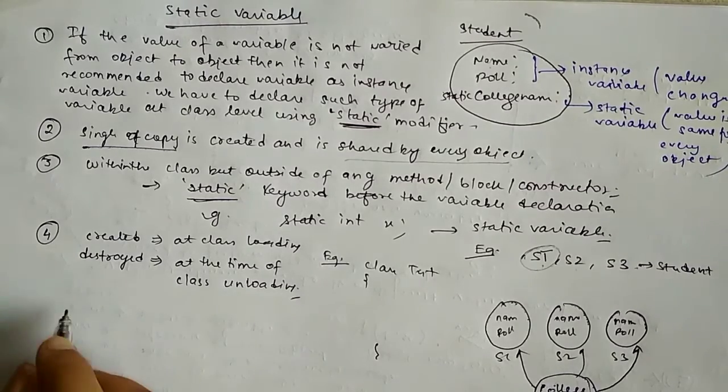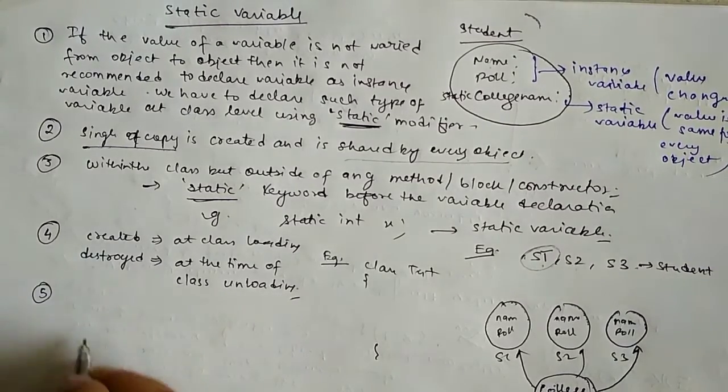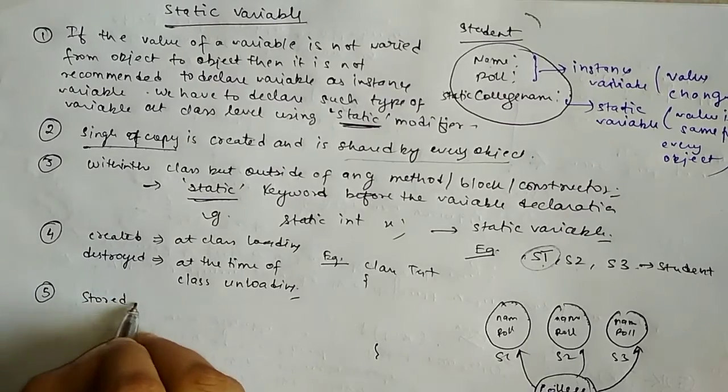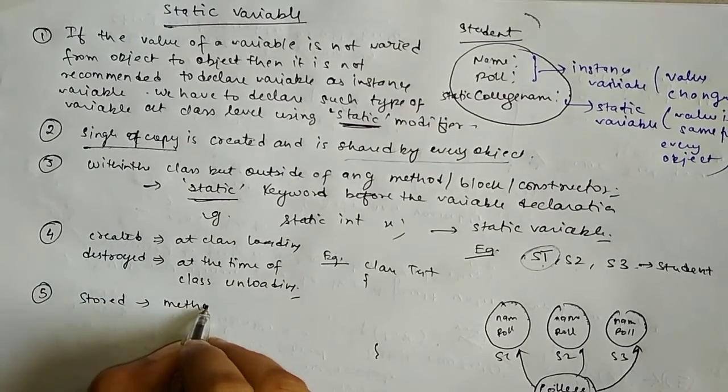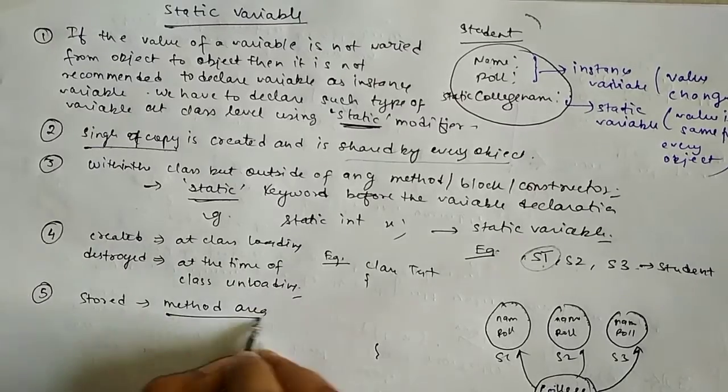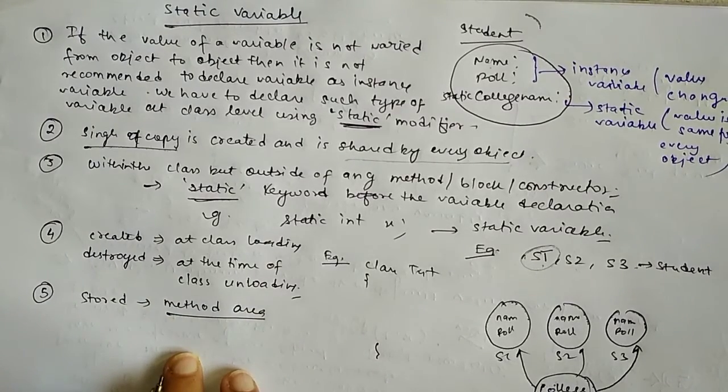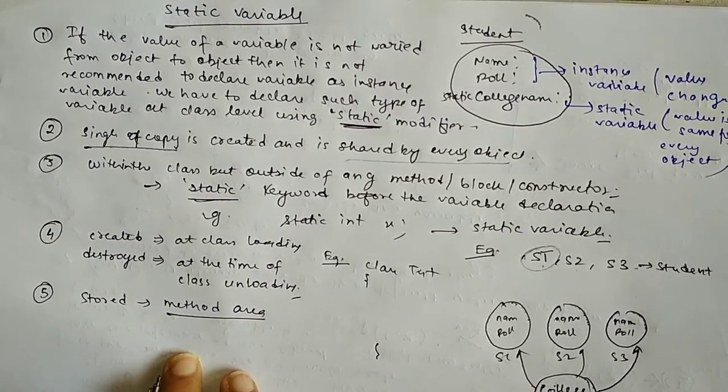Where are the static variables stored? The static variables are stored in the method area. In the case of instance variables, they are stored in the heap area. The static variables are stored in the method area.